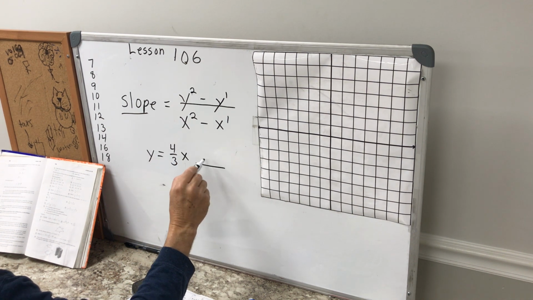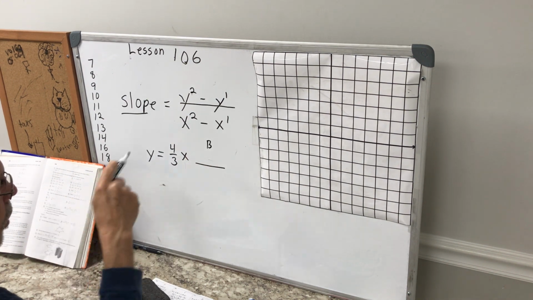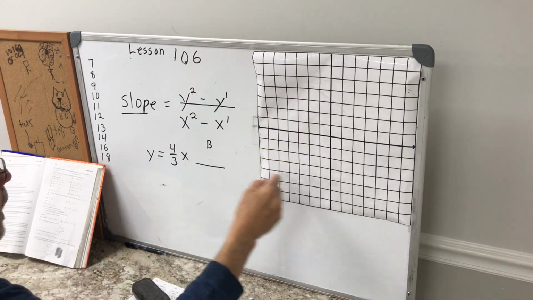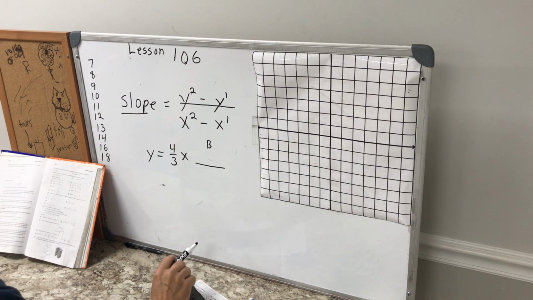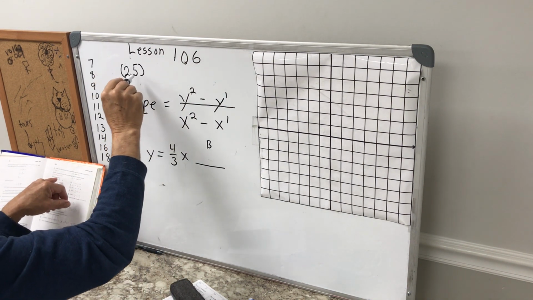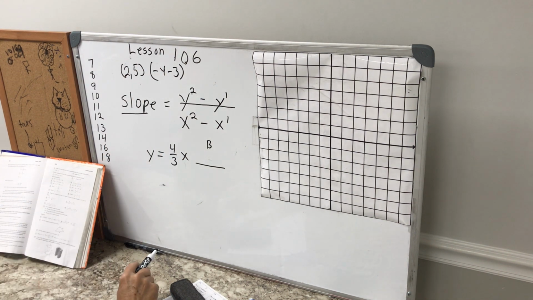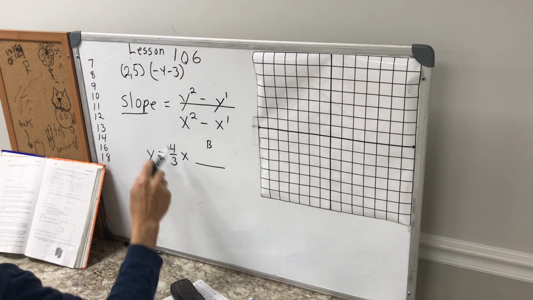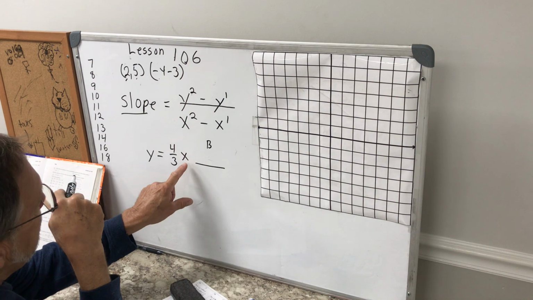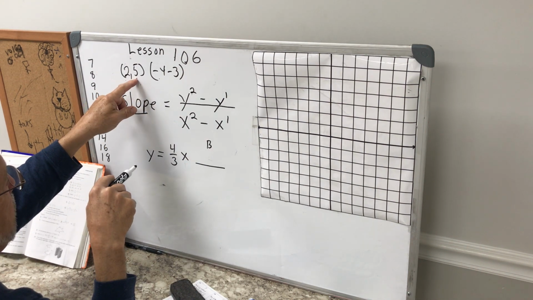And now we want to solve for this. They called it the b, but we don't know what this number is where it crosses the y line, right? This is what tells us where it crosses the y axis. Okay, how do we solve for that? Again, we put these back up here. We had a 2 and a 5 and a negative 4 and a negative 3. We can choose whichever one we want to replace here for x and y. I'm going to choose the positive ones only because I think it might be a little easier.